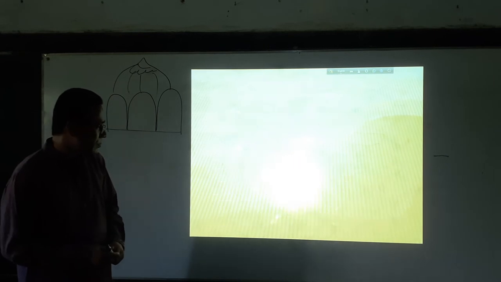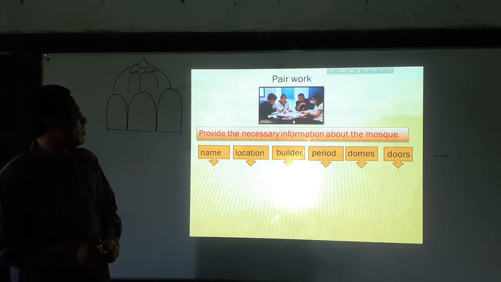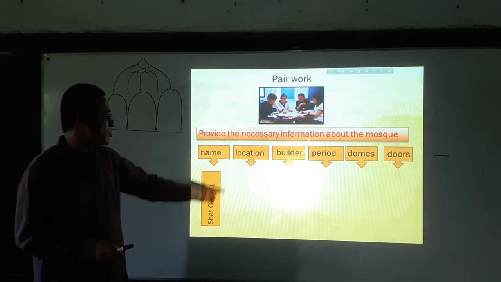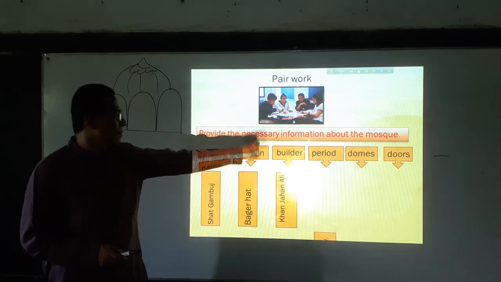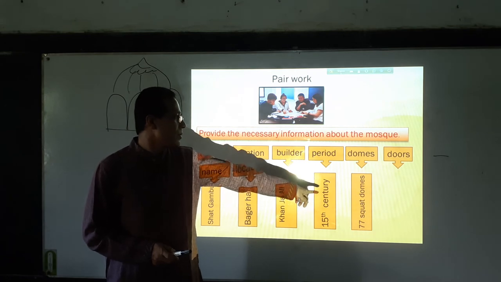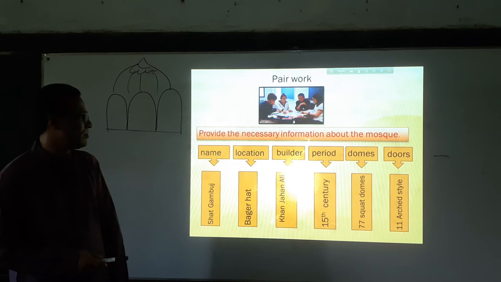Next, pair work. Provide the necessary information about the mosque. Name: Shaitgumbuz Mosque. Location: Bagerhat. Builder: Khanjahan Ali. Period: mid-15th century. Domes: 77. Doors: 11. And next one.